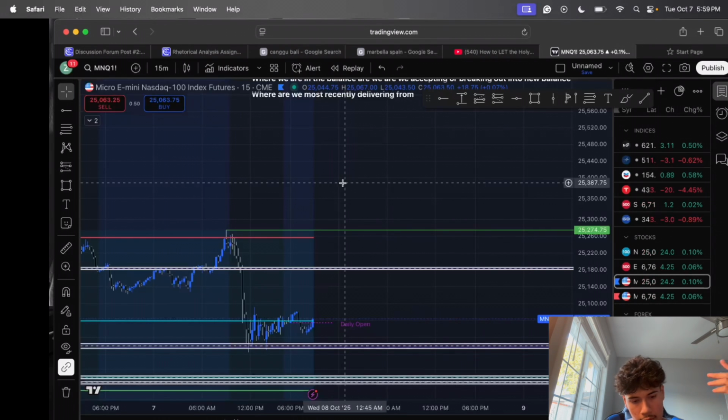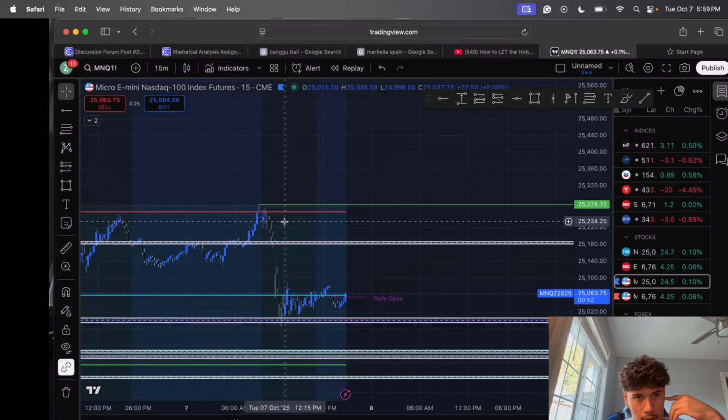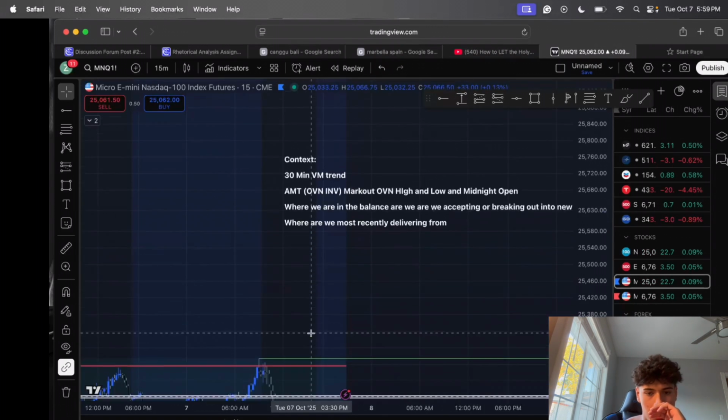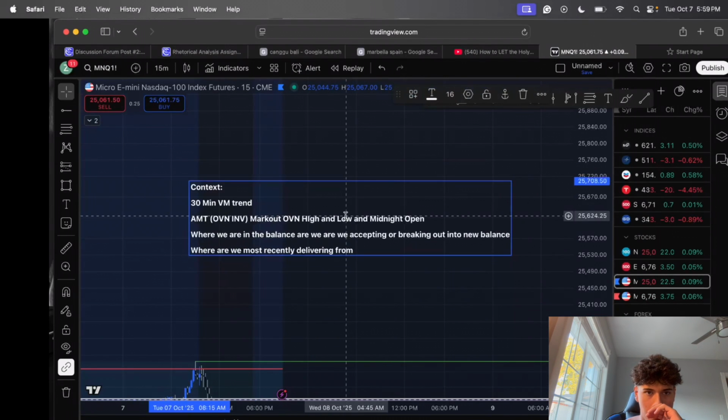So for me to switch bias, either we manipulate somewhere, and then I want to see levels get ran through, and then pull back to the level, and then the flow would show me if we are switching bias. Yeah, man, that's pretty simple. This is all really it right here.